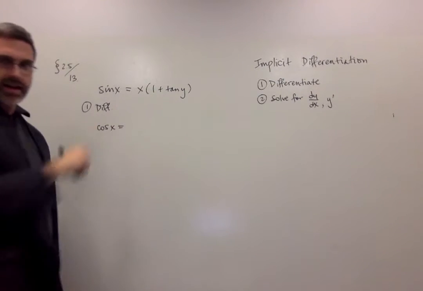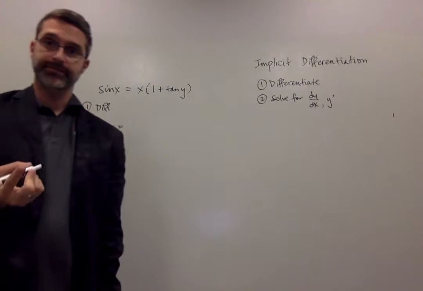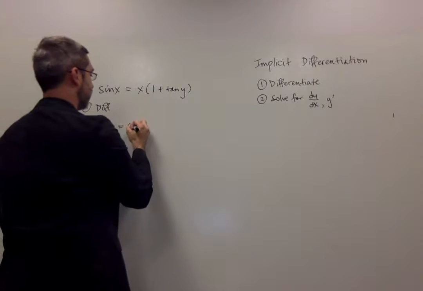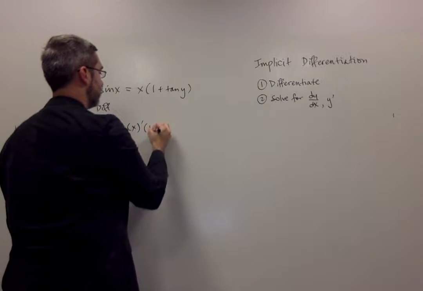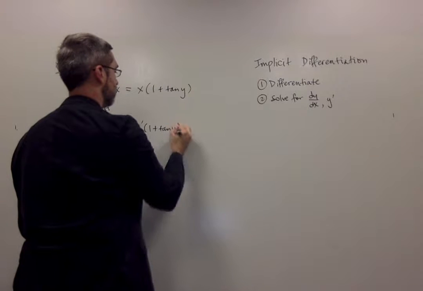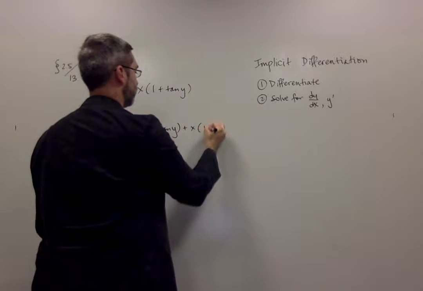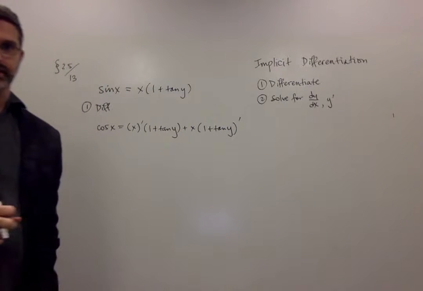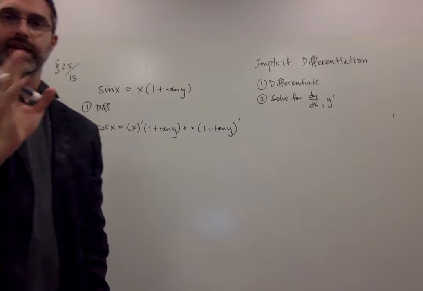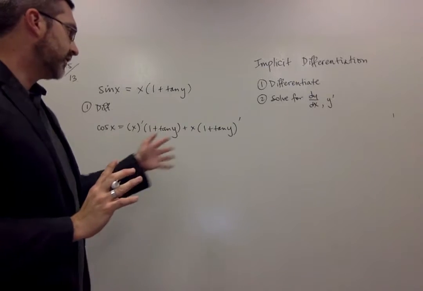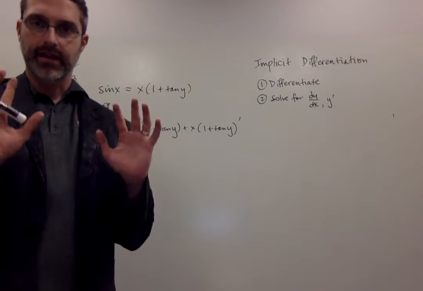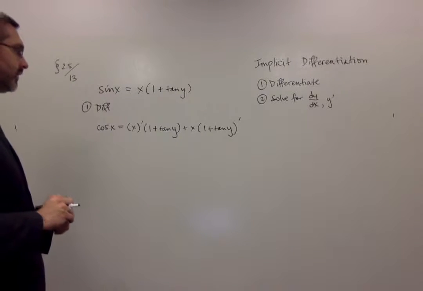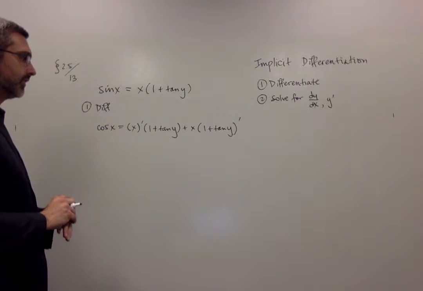Equals, and then on the right side, I have to do which rule? I have to do the product rule. So I'm going to do derivative of the first times the second plus the first times the derivative of the second. So that should be your next line. I'm not jumping any steps. I'm not trying to do any of those derivatives in my head. I'm just differentiating with respect to x using the product rule.